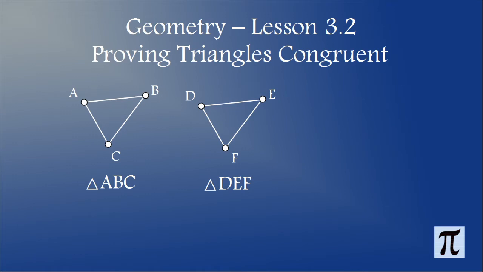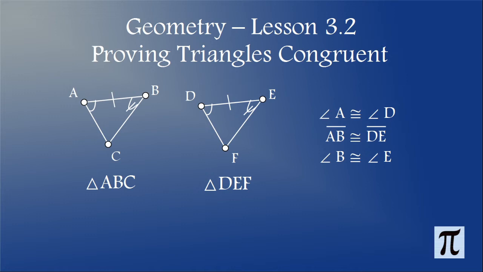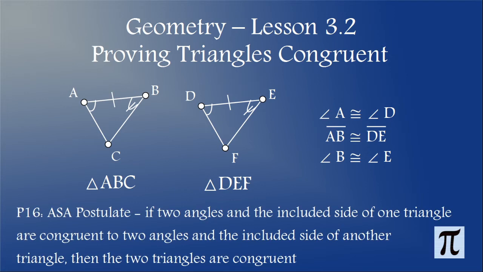Let's take a look at another one. If we have the two angles and the included side, that leads us to postulate 16, the angle-side-angle postulate. If two angles and the included side of one triangle are congruent to two angles and the included side of another triangle, then the two triangles are congruent. Again, the word included is important. It's the side that's in between the two angles that we know are congruent.